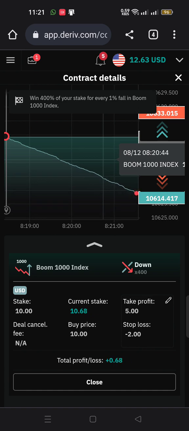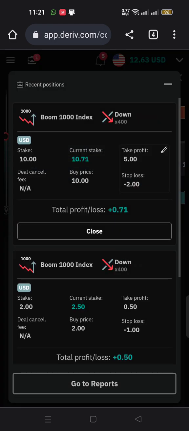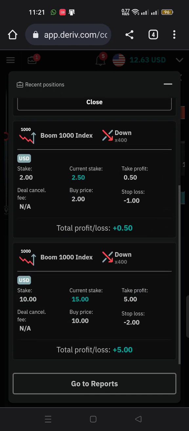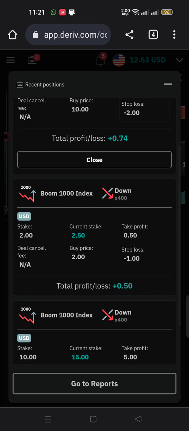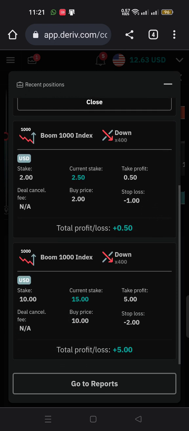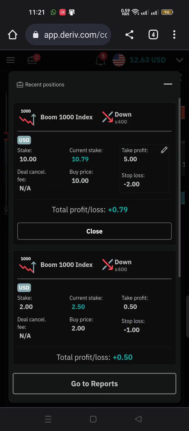One good thing about this is that you can place multiple trades at the same time. Like when this one was running, this one was also running, and you can see they have stopped because this take profit was 0.5, which you have already gotten here. This take profit was 5, which you have gotten here. So it means those trades are complete. Now the only trade that is running that I have placed afterwards is this one that is still running, and our take profit is $5.